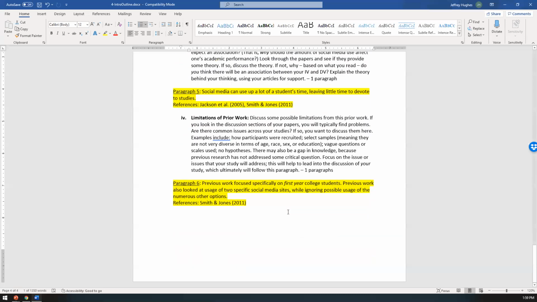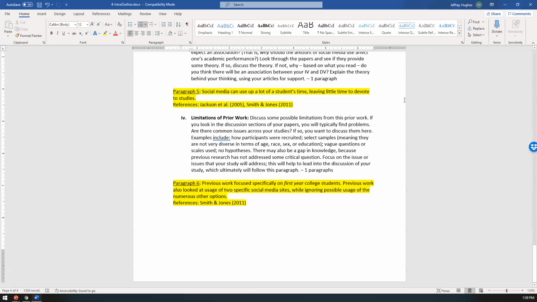And then finally, this one can be really hard to do, limitations of prior work. So I'm not going to go through all of this. So make sure you read it because it gives you some examples. Maybe there were some problems with samples, meaning they weren't diverse. Maybe it was mostly girls or mostly white people, or for whatever reason, there may be some limitations. Go ahead and just have a paragraph on that.